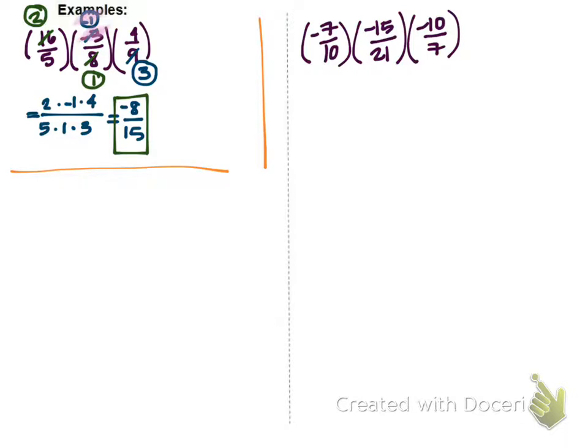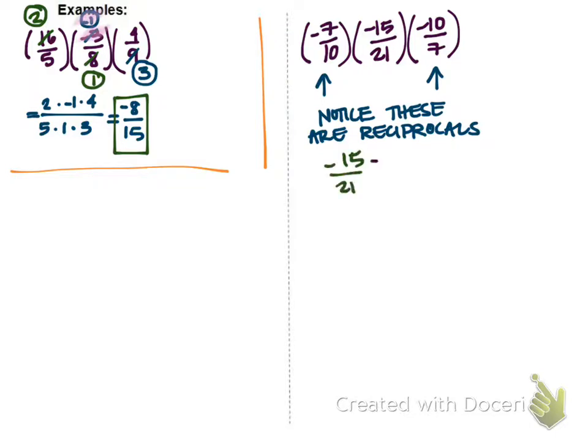Now there's a couple of ways to do this problem, as you might notice. So the first thing that I'm going to ask you to look for is if any of the fractions that you're multiplying are direct reciprocals. In this case, the -7 over 10 and the -10 over 7 are in fact reciprocals. And when we multiply reciprocals, as we noticed in a previous example, we actually get an answer of 1. So that would then reduce immediately to -15 over 21.